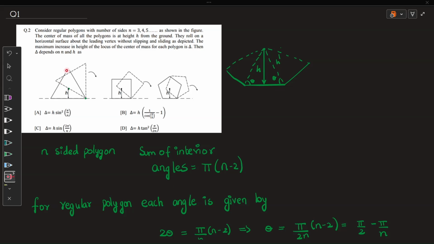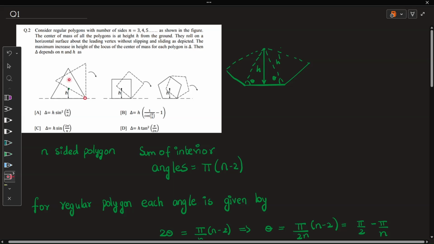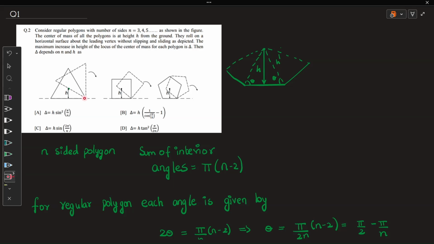Okay, so we are just rotating this n-sided polygon. Let it be some n-sided polygon. Let's first see the triangle case. In the triangle case, with respect to this leading vertex, we are just trying to rotate it. So what will happen at this particular instant? This will be the axis of rotation. This will completely go down. When this reaches this point, again this point will start to be the axis of rotation, and it repeats on a loop.